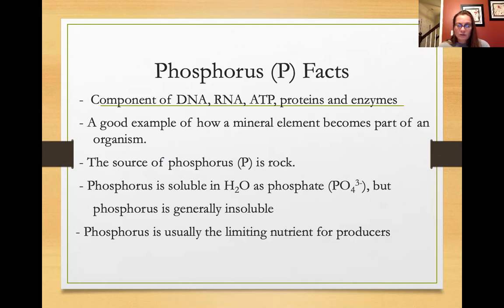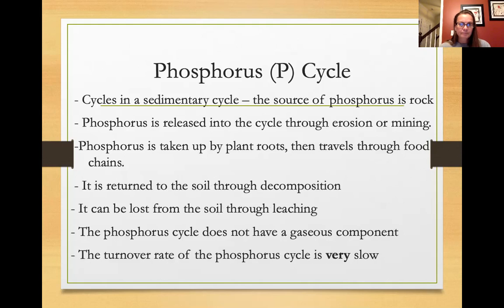The source of phosphorus is rock. Phosphorus is slightly soluble in water as phosphate ions, but generally speaking is pretty insoluble. And phosphorus is usually the limiting reactant for producers in an ecosystem, or limiting nutrient. All right, let's talk about this cycle. So the phosphorus cycle is a sedimentary cycle.